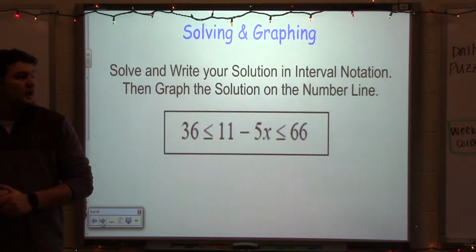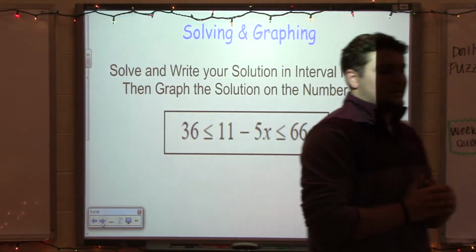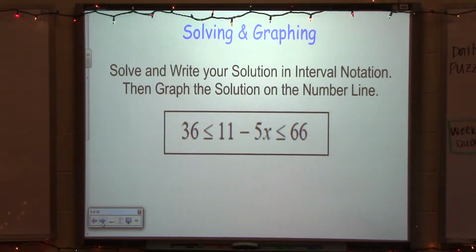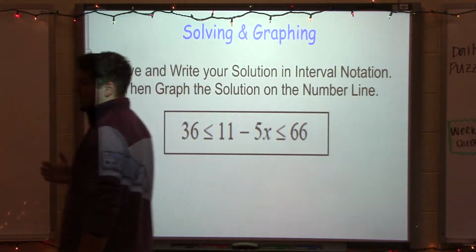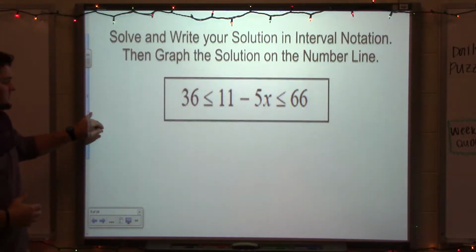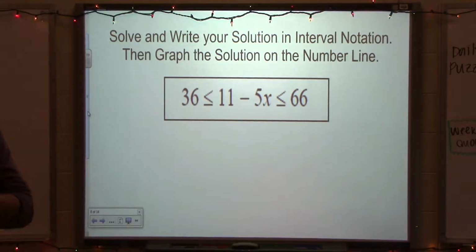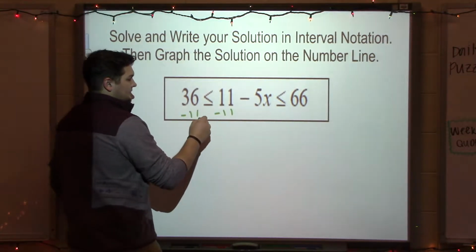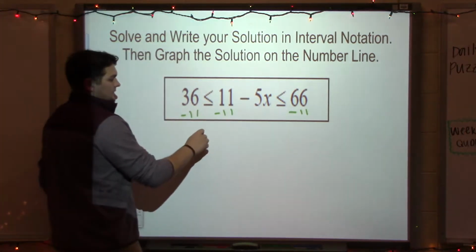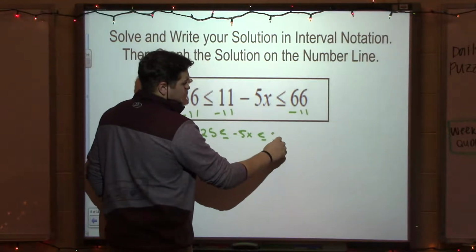Alright, so solve and write your solution in interval notation. This is how we're going to write a lot of our answers in this unit. We're not going to use less than or equal to, things like that. We're going to use interval notation. First thing we got to do though is we need to solve it. It's one of those three-piece inequalities. What type of problem is it? It's an AND problem, right? We're going to have two stipulations it has to meet. First thing we're going to do is subtract 11. 25 less than or equal to negative 5x less than or equal to 55.